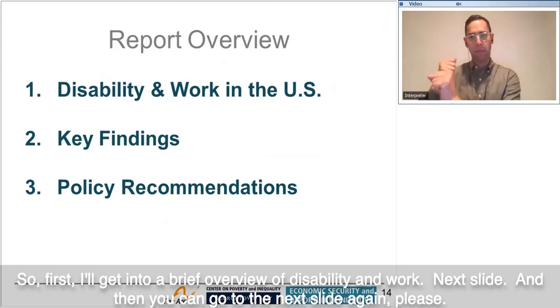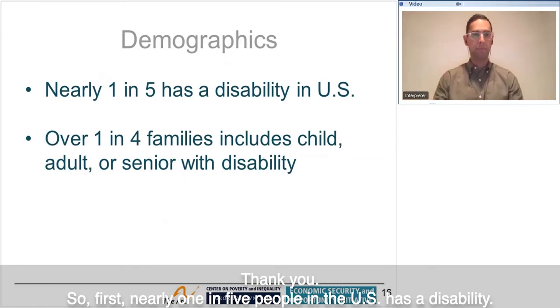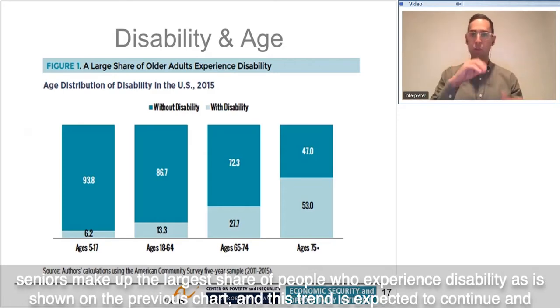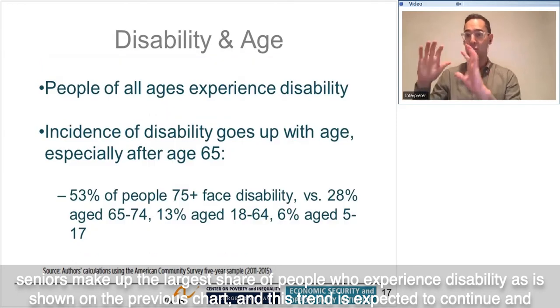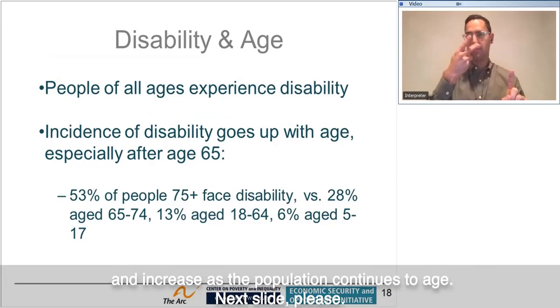So first, I'll get into a brief overview of disability and work. So first, nearly 1 in 5 people in the U.S. has a disability, and over 1 in 4 families include a child, adult, or a senior with a disability. Seniors make up the largest share of people who experience disability, as is shown on the previous chart, and this trend is expected to continue and increase as the population continues to age.